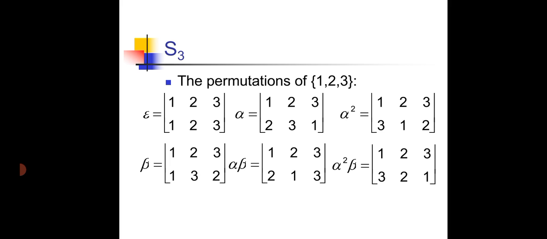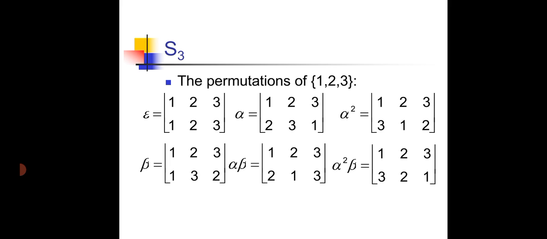I hope you can understand. If you compose alpha and alpha square, or alpha square and alpha square beta, or alpha beta and alpha, the resultant will always be in these 6 categories.